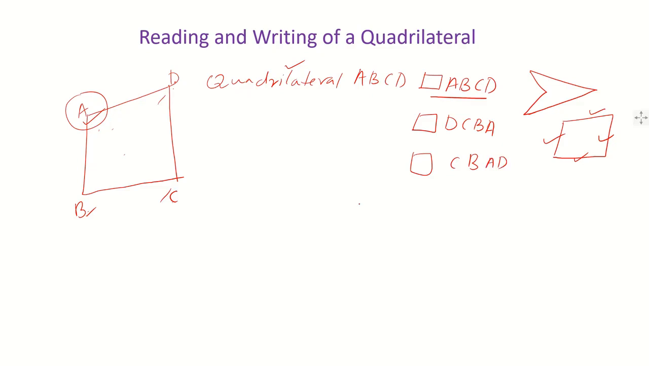CBAD, or it can be quadrilateral BADC. It can be clockwise, it can be anti-clockwise, DABC also. All these names are applicable to the quadrilateral. Okay, so that is one concept you should be very clear about. The naming can be in any order but serially.